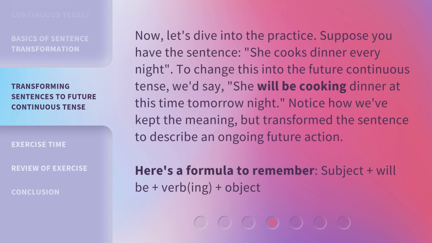Now, let's dive into the practice. Suppose you have the sentence, "She cooks dinner every night." To change this into the future continuous tense, we'd say, "She will be cooking dinner at this time tomorrow night." Notice how we've kept the meaning, but transformed the sentence to describe an ongoing future action.